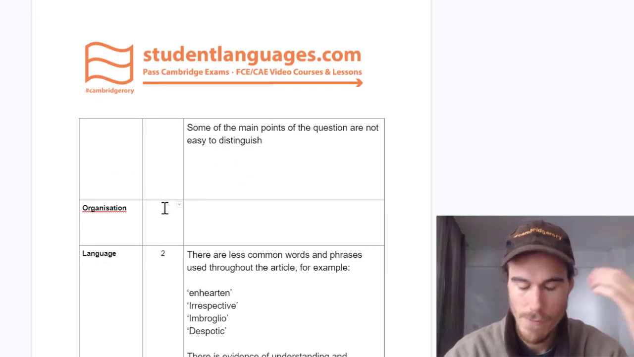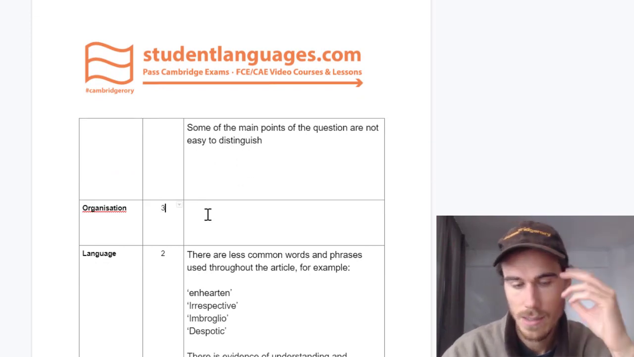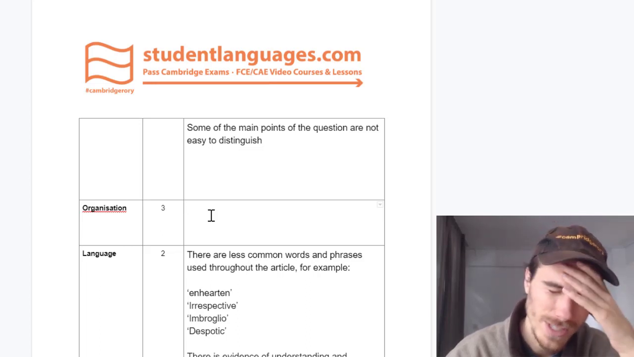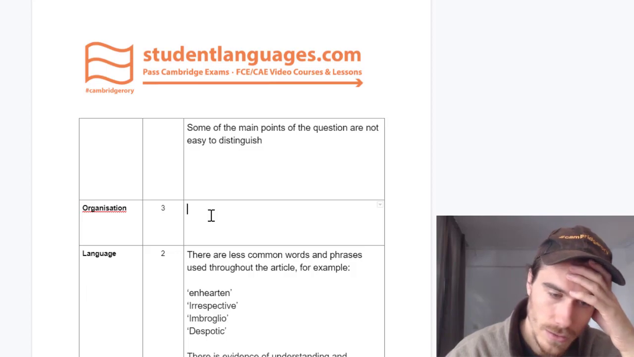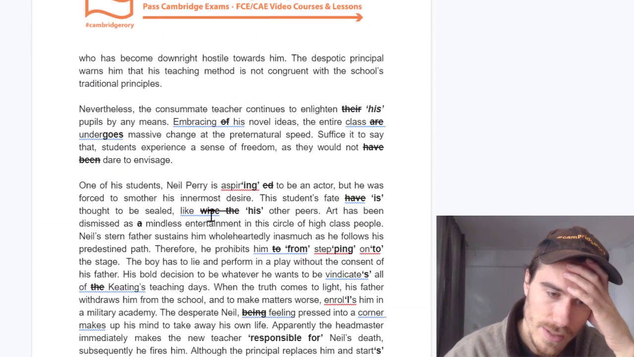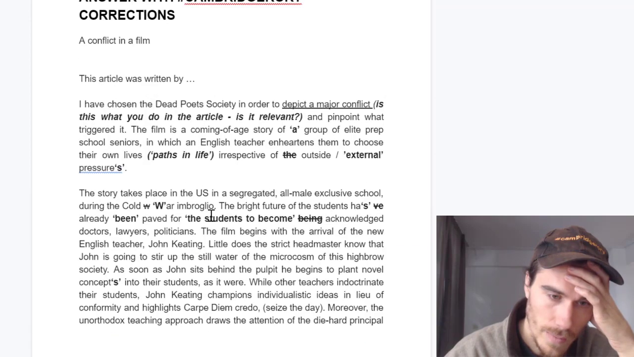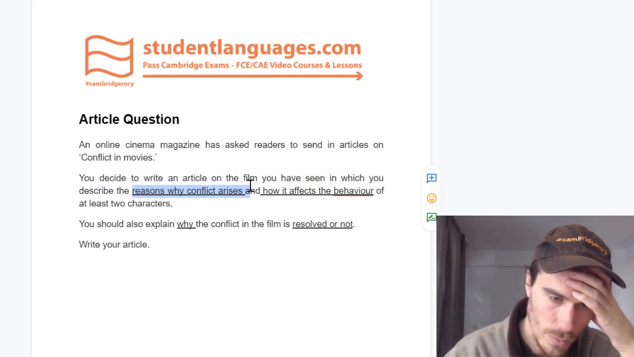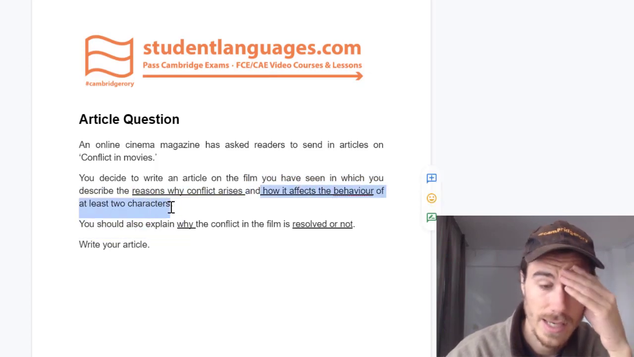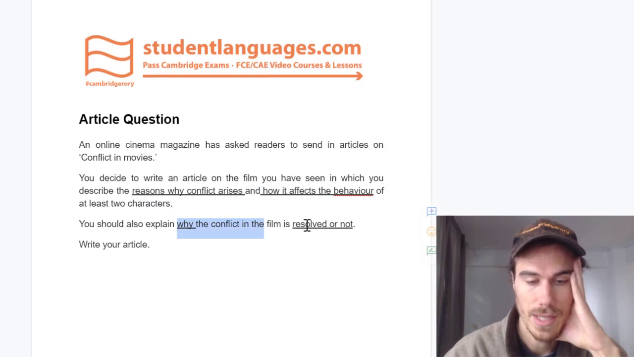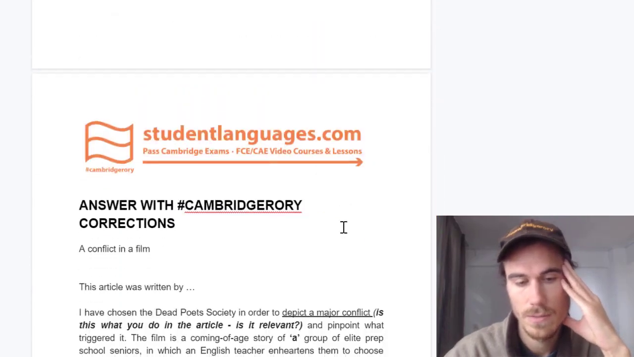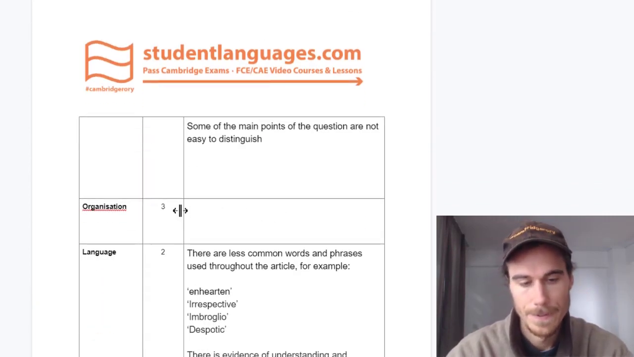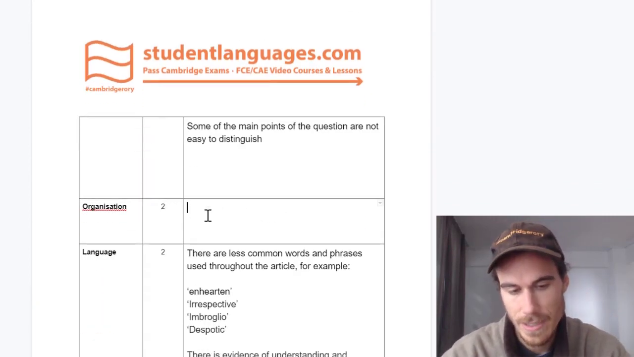The organization, from a basic standpoint, seems okay. You have the main paragraphs. Again, unfortunately, it's kind of all linked. I would maybe separate it slightly differently, and address the points separately and say, okay, first I'm going to talk about why it arises, and then how it affects the two characters, and then why it's resolved or not. So I would probably organize it in a slightly different way. And for that reason, I think I can't give it a 3.